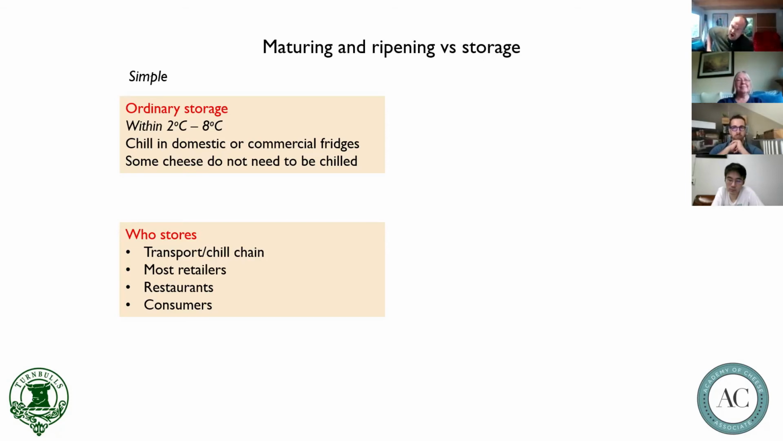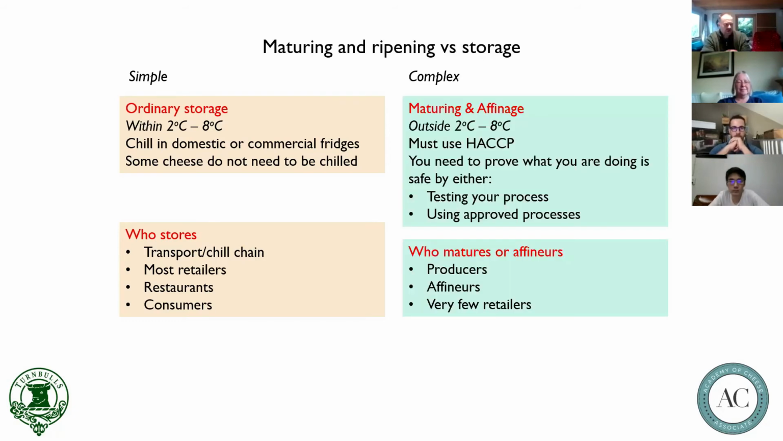But if we are cheesemakers, we might want bacterial activity or mold activity. So let's have a look at what we're doing in those areas. You could call this complex or professional storage or whatever you like, really. But here we have maturers and affinage, and they can use any temperature they like. Why? Because they've got a test to make sure they're not doing anybody any harm, and they know what the outcome is going to be.